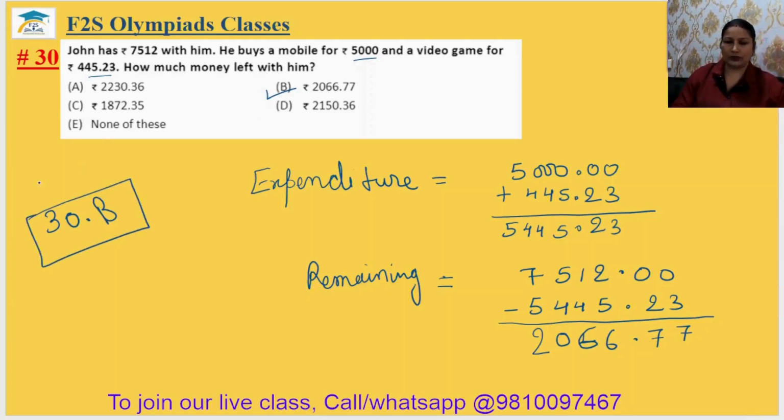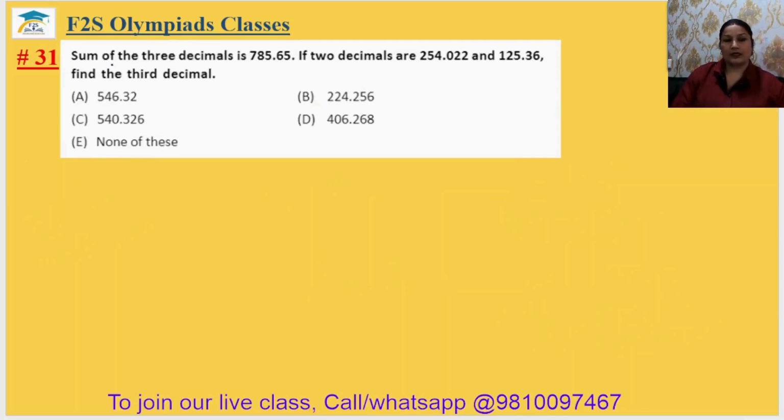Come to question number 31. Sum of the three decimals is this. If two decimals are this and this, find the third one. The sum is this. So first we will find the sum of these two and subtract the result from this. So we will get the actual answer.